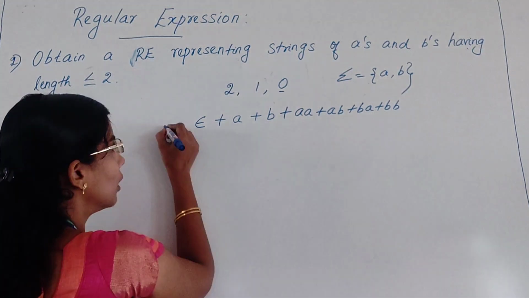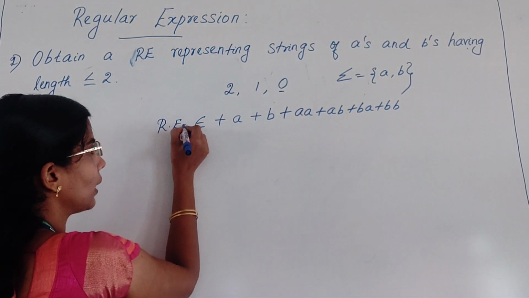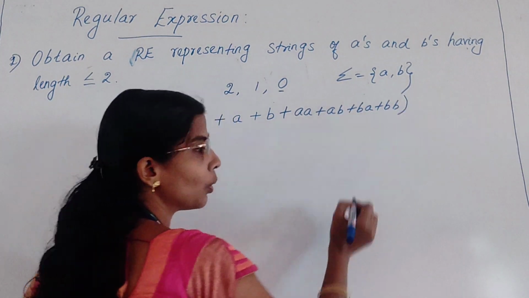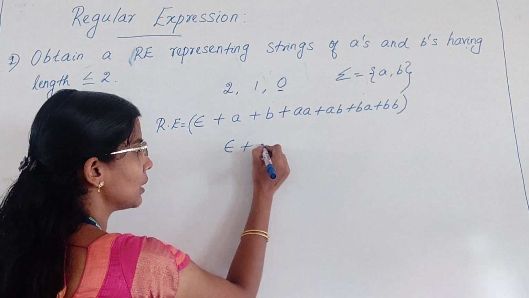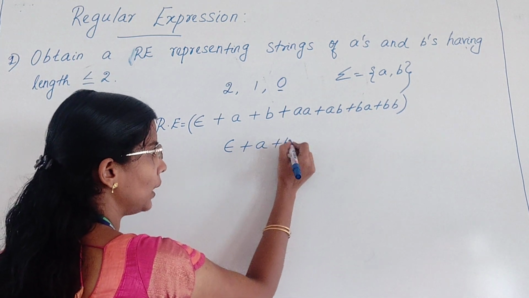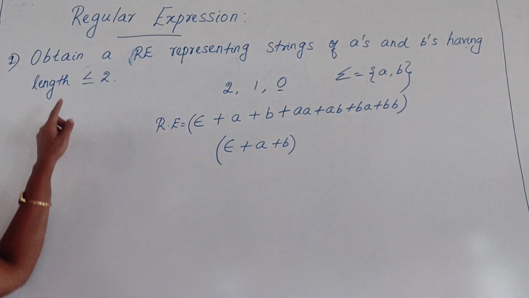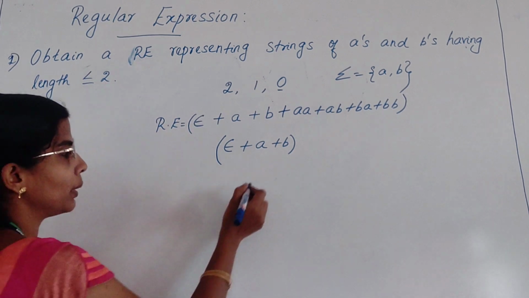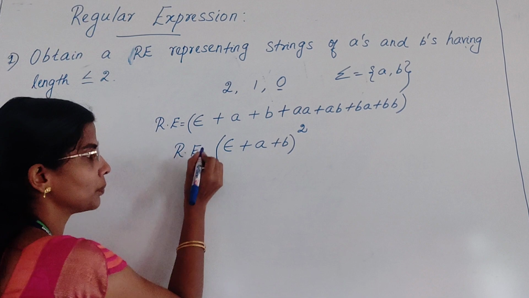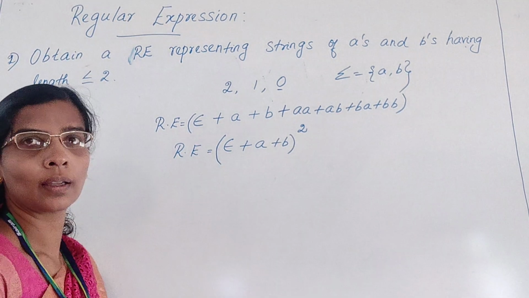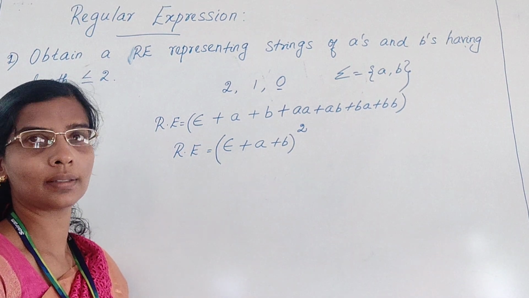Now my regular expression, either I can write like this, or what you can do is write (epsilon plus A plus B). Since it is less than or equal to 2, I should repeat this 2 times. This is the answer.